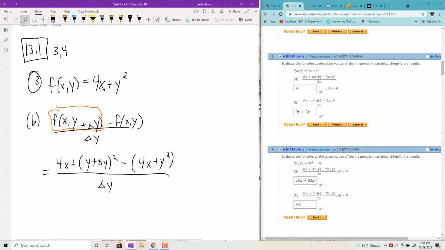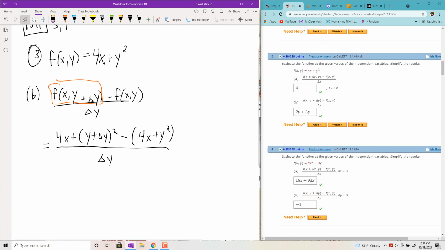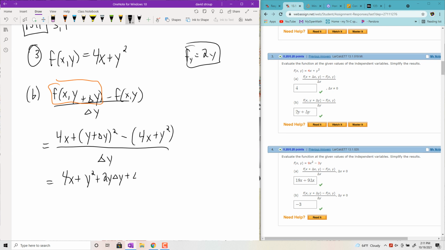And then it's basically just simplify. You should get something such that when you take the limit as change in y goes to 0, it equals the partial derivative with respect to y. So in this case, it would just be 2y, should be your answer, right? So anyways, 4x plus y squared plus, foiling, 2y change in y plus change in y, the whole thing squared, minus 4x minus y squared, all over change in y.